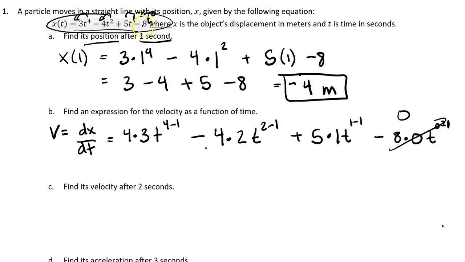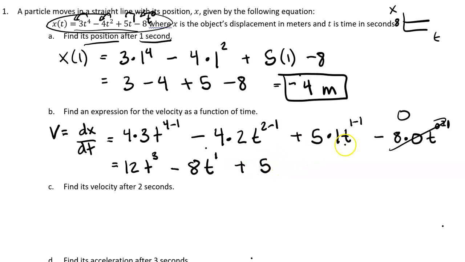And again, if you have just a graph of just 8, wherever that is, we know that the slope of a graph of just 8, there is no slope, it's 0. So we know the derivative has to be 0. So that's another way to think about it too. Well, let's just simplify this function. So now this is just 12t cubed minus 8t to the 1 plus 5t to the 0, and t to the 0 is just 1. Cool. So that is our velocity function.